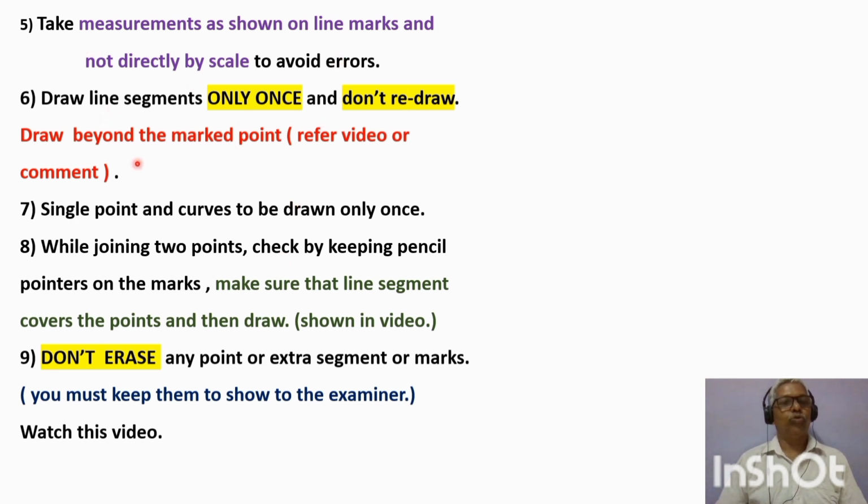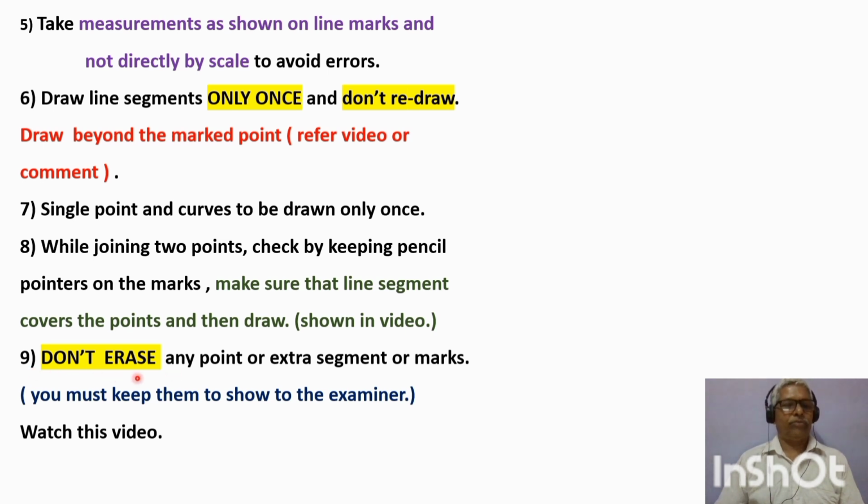We are not supposed to break any rule. The rules which are made by us for the construction are okay, but there are some rules which we cannot break. So this one is that a single point and curves are to be drawn only once. This is not by the mathematicians. While joining two points, check by keeping the pencil pointer on the marks, to make sure that the line segment covers the point, and then draw, as shown in the video. This is very important again.